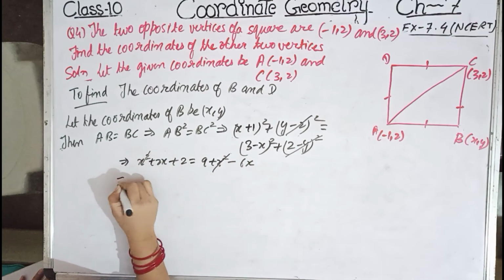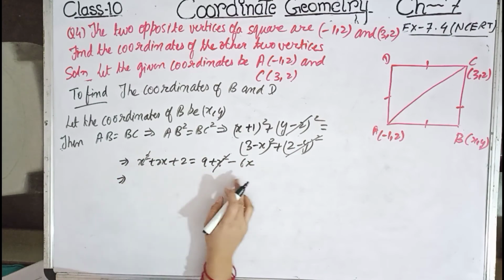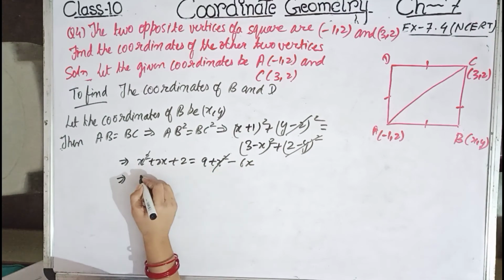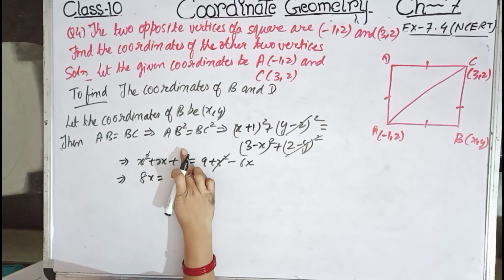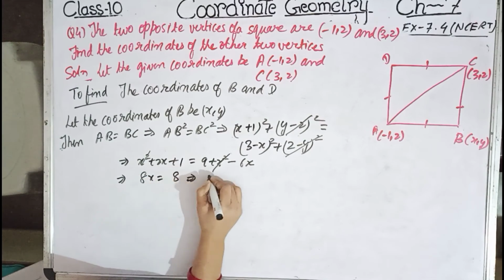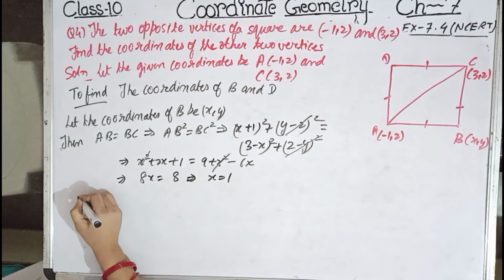x squared cancelled. This implies over here 2x minus, sorry, minus 6x will come this side, so 8x equals, no, this 1 will go over here, so 8x equals 9 minus 1, that is 8. Now this implies x equals 1.